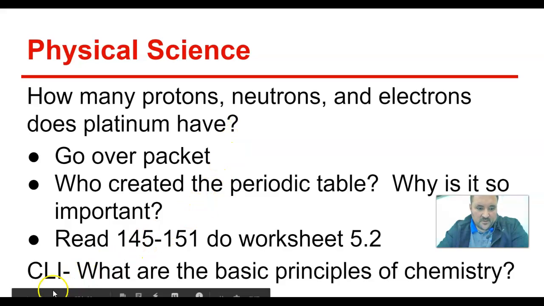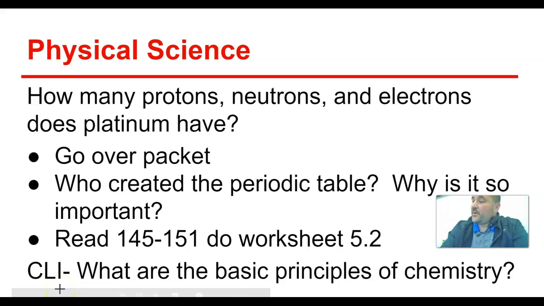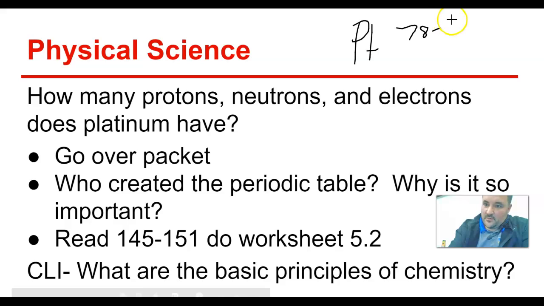To figure this out, you need your periodic table and a piece of paper. Platinum is Pt for platinum. It has an atomic number of 78, so that means 78 protons. It has an atomic mass of 195, and I write that up here just so I can do math quick.